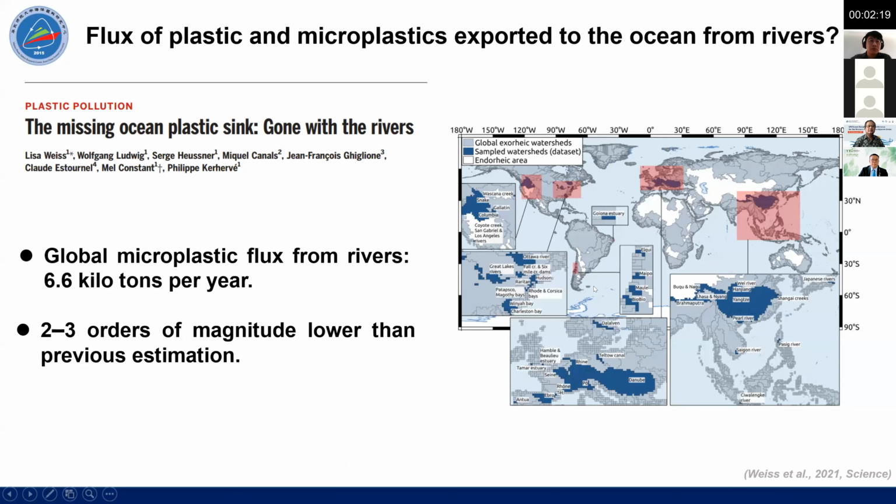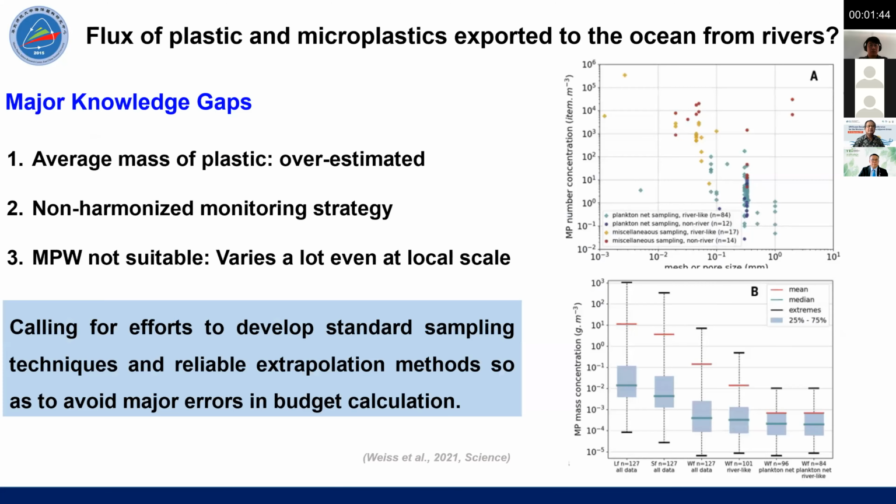More recently, we did an in-depth statistical reanalysis of updated data on microplastics. They estimated the global microplastic flux from rivers at 6.6 kilotons per year. This is two or three orders of magnitude lower than the previous estimation.